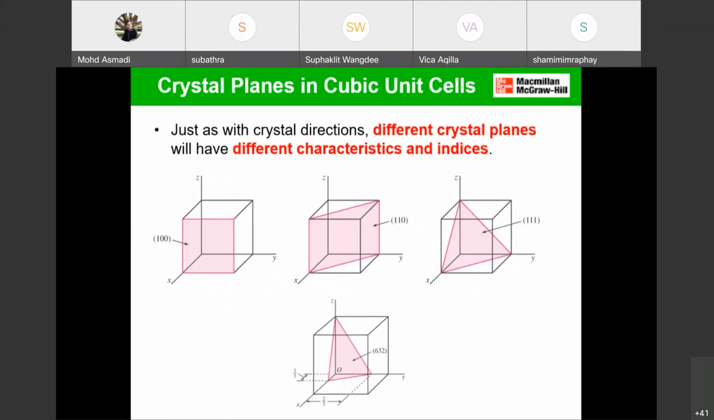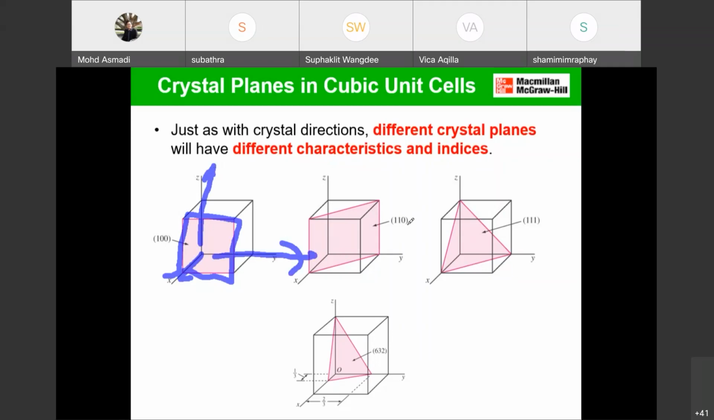Just as a crystal direction, different crystal planes have different characteristics and indices. If you look at here, if the position is 1, 0, 0, the direction indices is just towards this direction. For the Miller indices, what you have to do, this one, this one, this one. Because 0 becomes infinity. Towards Z direction is infinity, towards X direction is infinity. It is parallel with the X axis and also Y axis. So you have to remember.